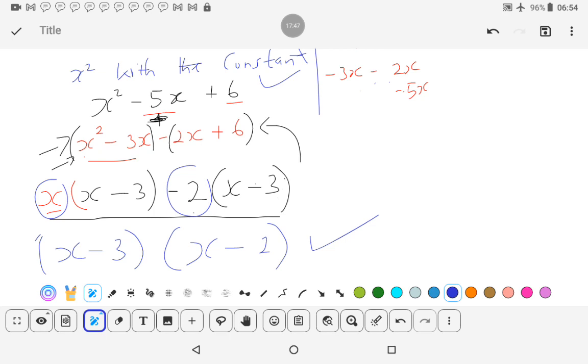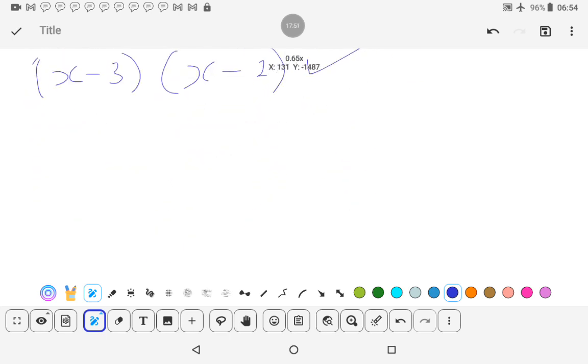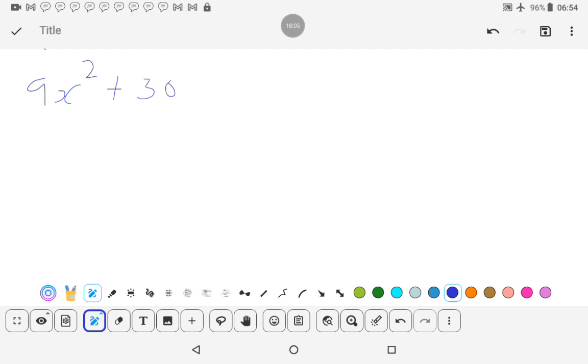So let's take one more example, and we call it a day. So let's say we have 9x squared plus 30x plus 25.